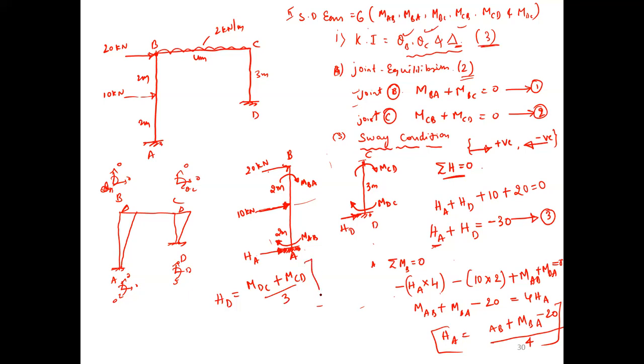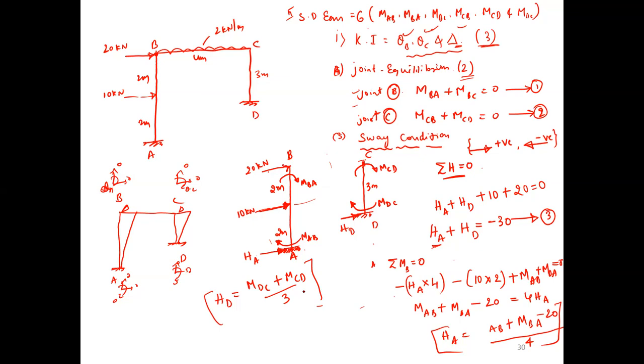Look at this equation first. What is this? This is the summation of moments divided by what is this 3? Length of the member, height of the member. So the horizontal reaction HD is nothing but the summation of moments divided by height.